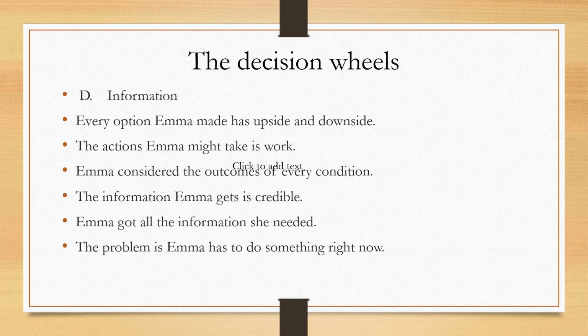For the outcome, if she chooses to go to graduate school, she can learn what she likes right now, but it will be hard to change major. The information Emma gets is credible because she does the research, she posts her CVs, and she talked with her parents. Emma got all the information she needed. She needed to talk with parents, friends, teachers, and classmates.